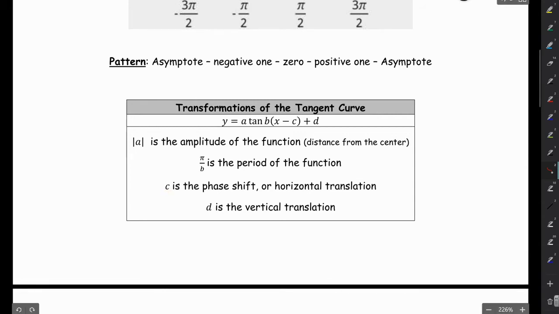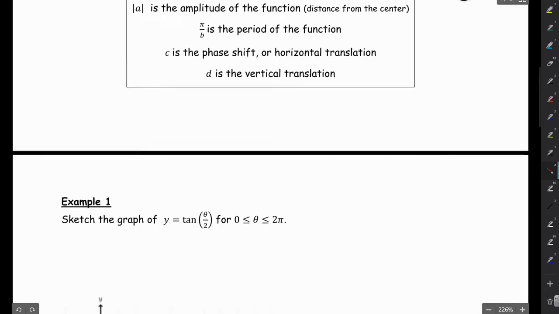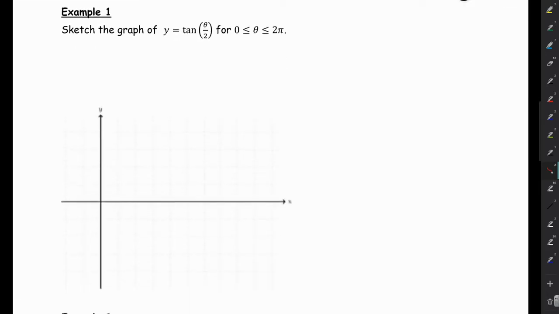C is still the phase shift or the horizontal translation, and D is the vertical translation, so moving it up or down. So let's take a look at some examples.